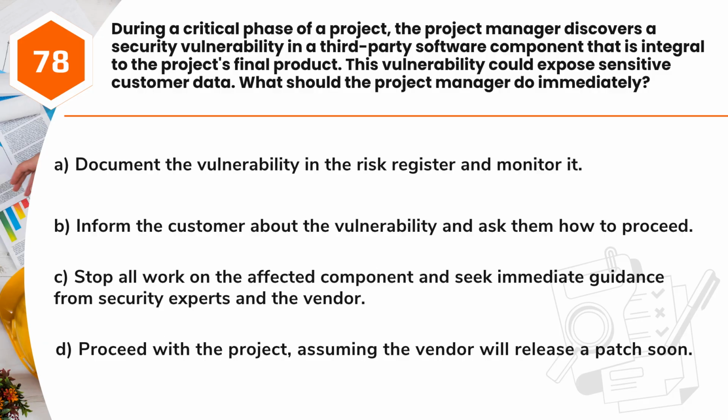Question 78. During a critical phase of a project, the project manager discovers a security vulnerability in a third-party software component that is integral to the project's final product. This vulnerability could expose sensitive customer data. What should the project manager do immediately? A. Document the vulnerability in the risk register and monitor it. B. Inform the customer about the vulnerability and ask them how to proceed. C. Stop all work on the affected component and seek immediate guidance from security experts and the vendor. D. Proceed with the project, assuming the vendor will release a patch soon.